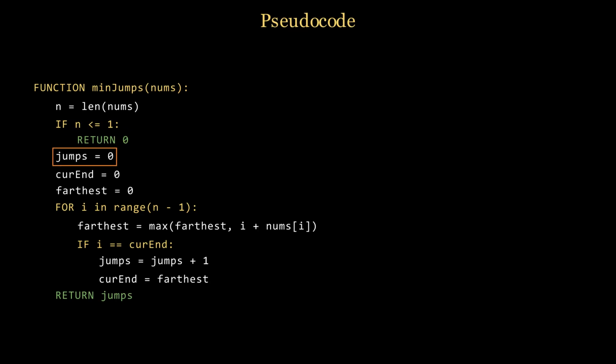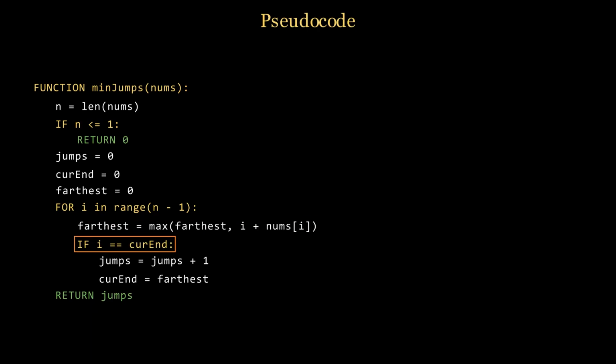Initialize the jump counter to 0. The current jump wave initially ends at index 0. Track the farthest index reachable from the wave so far. Loop i from 0 through n-2, the last cell needs no outgoing step. From each i, extend farthest using i plus nums[i].